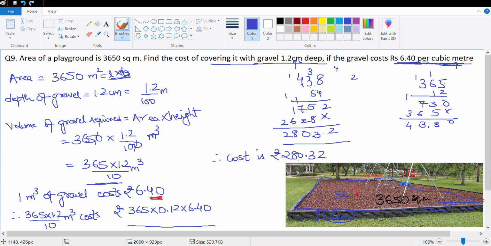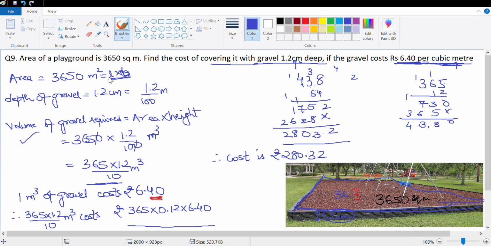280.32. Very interesting, because here we realize that the area was given, length and breadth separately was not given. So we use length and breadth already and multiplied with height to get us the volume. Once we have the volume, we applied unitary method. Perfect. Let's look at the next question.